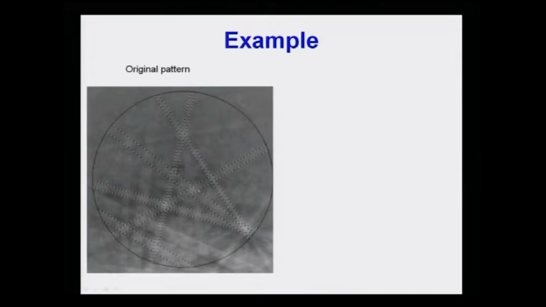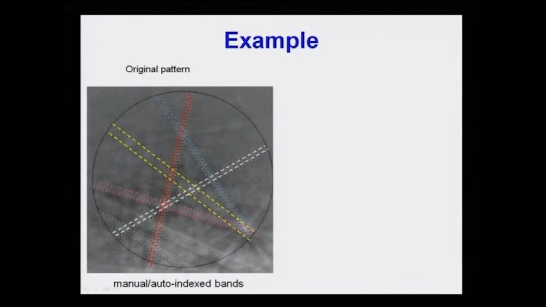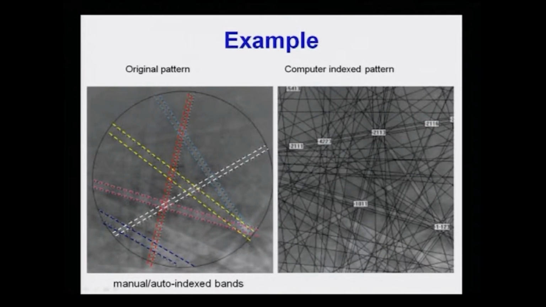Now, to give you another example, suppose this is the original pattern of some crystal, and it can be either manually indexed or auto indexed. Auto indexing is done the way I showed you. First the bands are marked by different lines and then they are indexed. This is again done by computer. As you see, this is a hexagonal crystal, in fact bismuth. So, the different lines can be easily marked.